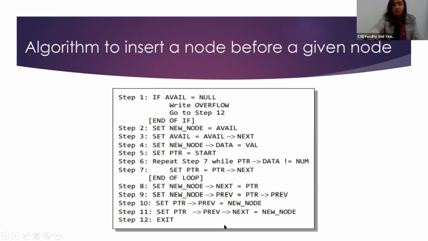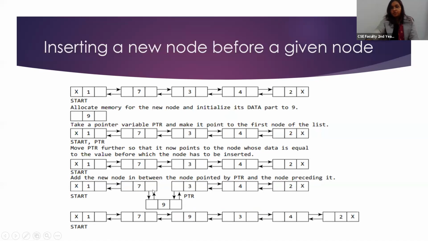Now let us see how they have written the algorithm. Up to this much it's the same. Set pointer equal to start, and they're moving the pointer using the loop. Set new node next equal to pointer. Set new node previous equal to pointer previous, as I have said. Set pointer previous equal to new node. Set pointer previous next equal to new node. I suggest that you do these two joinings first and then you do this joining, because this address is already stored in pointer.